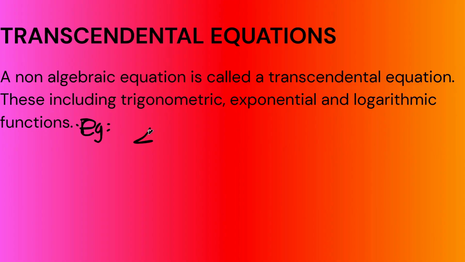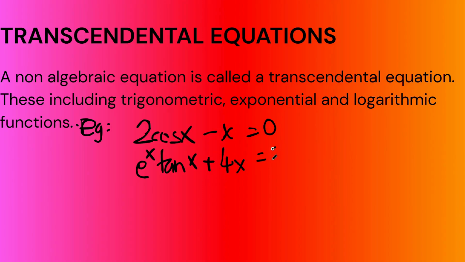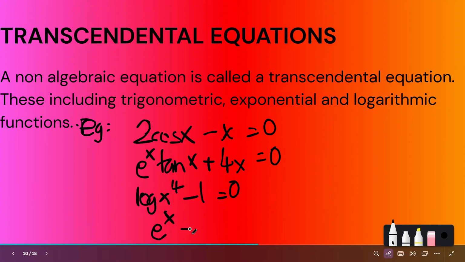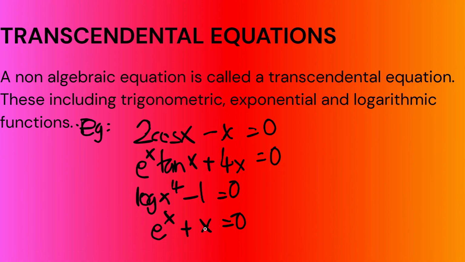Okay, for example, 2 cos x minus x equal to 0. So tan x plus 4x equal to 0. So log x fourth root minus 1 equal to 0. So 8x root plus x equal to 0. So that's an example of the transcendental equation. So these are the examples of the transcendental equation.